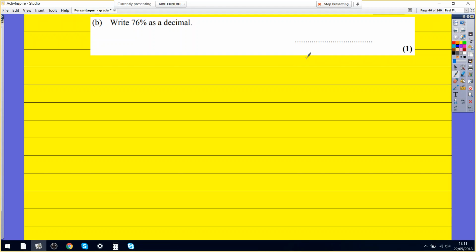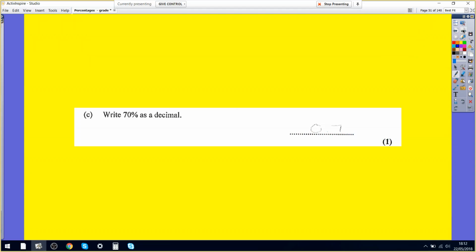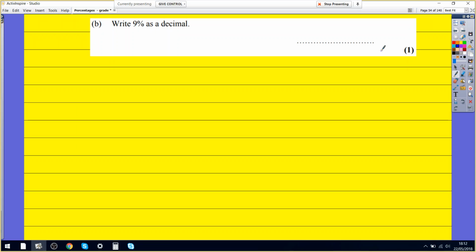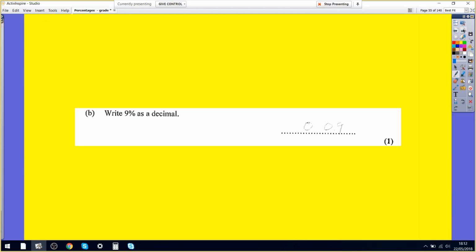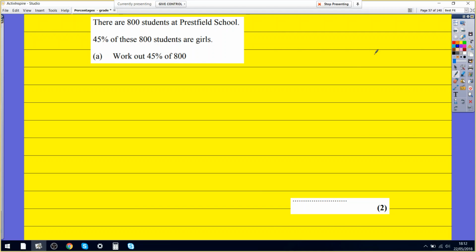Okay, working backwards. What is this as a decimal? 0.76. Yeah. How about this one? 0.6. Well done. How about this one? Oh, so it's decimal. 0.09. Well done. Yeah, so working backwards, you divide it by 100. 0.09. Okay, how would you do this?